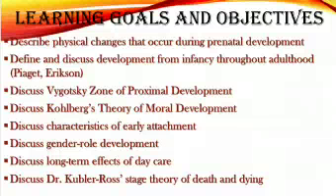So our learning goals and objectives for this presentation: we're going to describe the physical changes that occur during prenatal development, define and discuss development from infancy throughout childhood through adulthood, mainly Piaget and Erikson. We're going to discuss Vygotsky and his zone of proximal development. We're going to discuss Kohlberg's theory of moral development. We're going to discuss characteristics of early attachment, gender role development, the effects of long-term daycare. We're going to discuss Dr. Kubler-Ross stage of theory of death and dying.